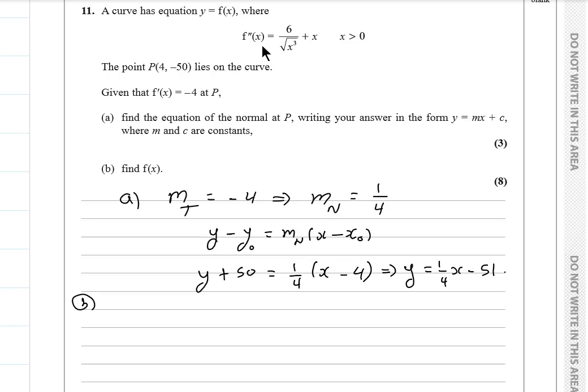Find f of x. We have f double dash, so we should integrate twice to get f of x. But first of all, we must write f double dash of x in an integrable form. So we can write it as 6x to the power of what? Don't forget that we have x cubed here, but we also have power half because we have a square root. So it's x to the power of 3 over 2 in the denominator, and in the numerator it will be x to the power of minus 3 over 2, and then plus x.